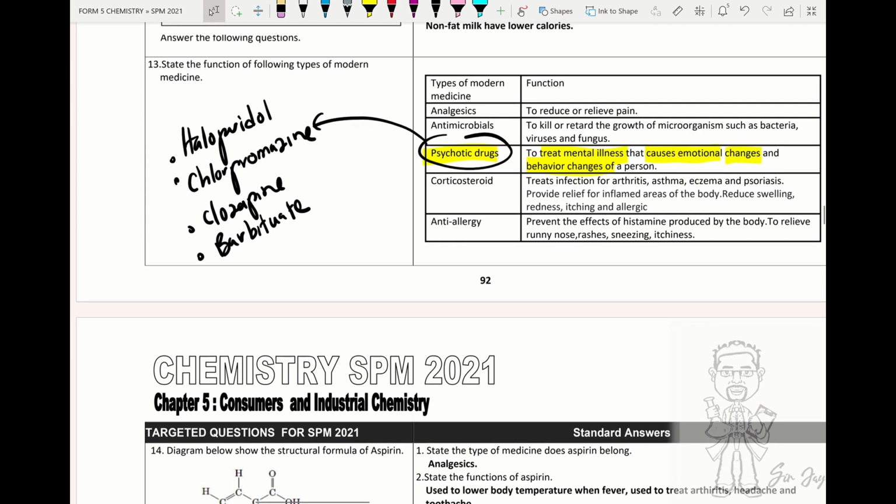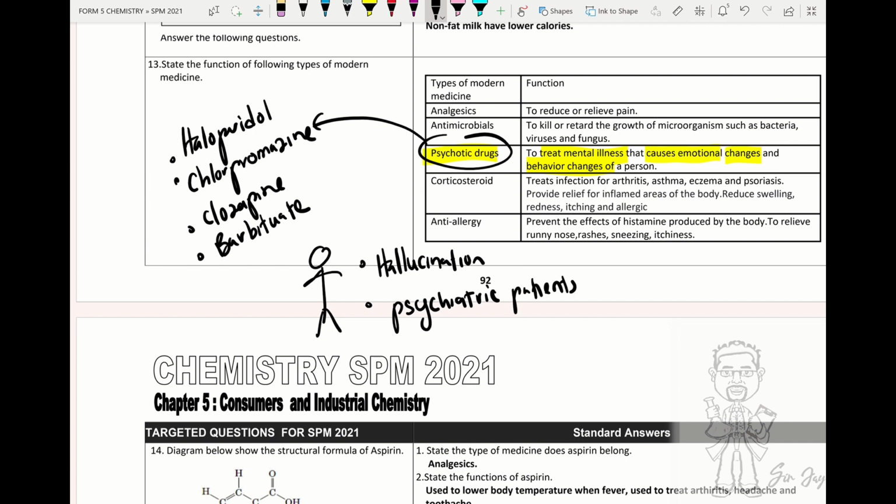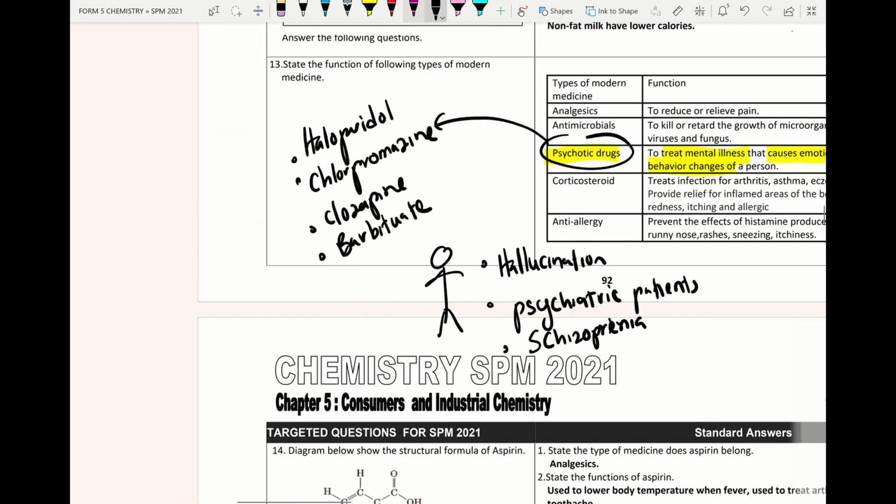Please remember the characteristics of the patient that can take psychotic medicine. They used to hear sounds and voices that do not exist, and this we call hallucination. It is used to treat psychiatric patients, or also schizophrenia patients. These patients are used to hearing sounds and voices that do not exist. Please remember that is called hallucination.